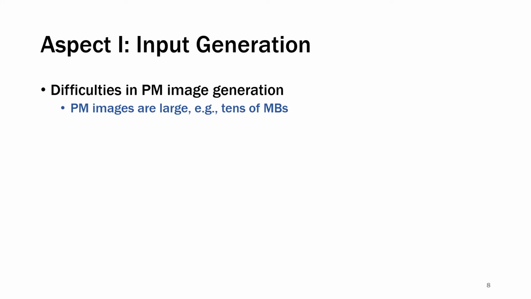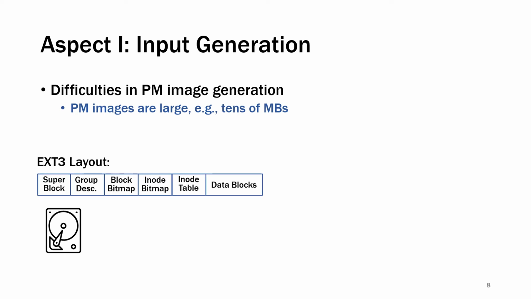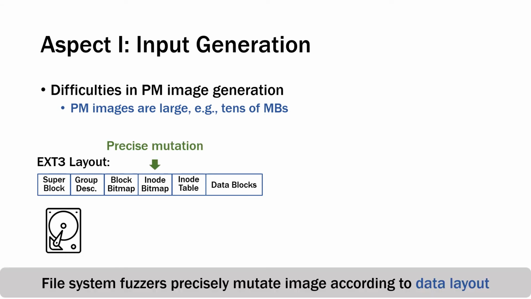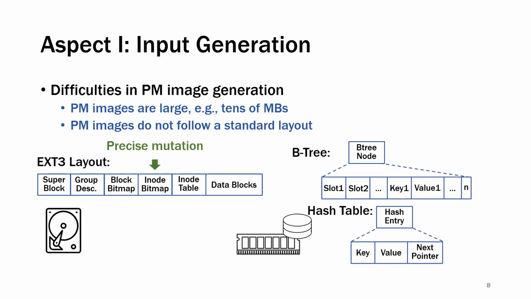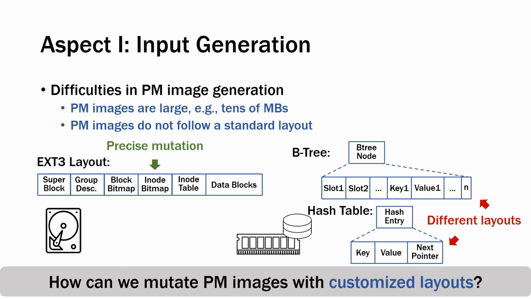Conventional fuzzers are good at generating small inputs, but not good at generating large inputs like a PM image. There have been works that generate images for file systems, such as the ext3 file system. Given the layout, it is possible to precisely perform mutation at some of the entries. But PM images do not follow a standard layout. For example, B-tree and hash table have very different layouts. So, how can we mutate PM images with customized layouts?